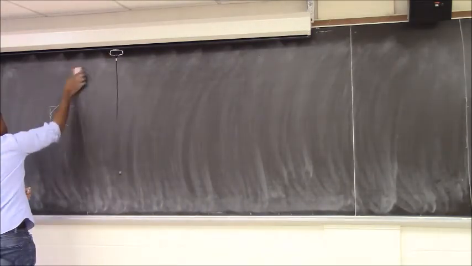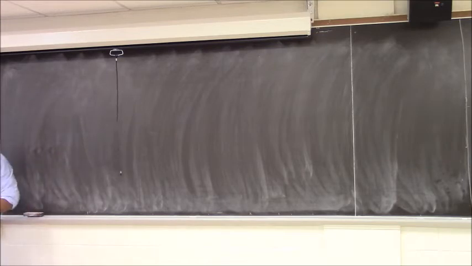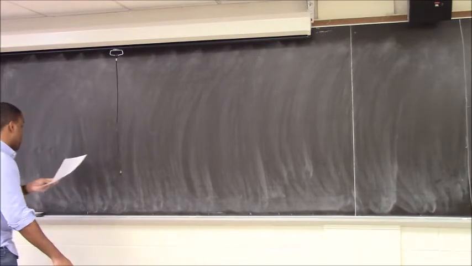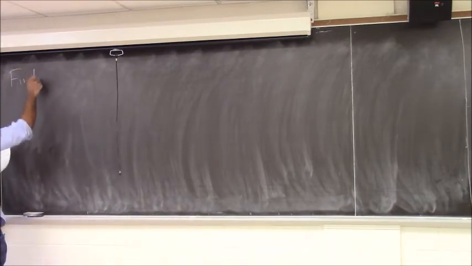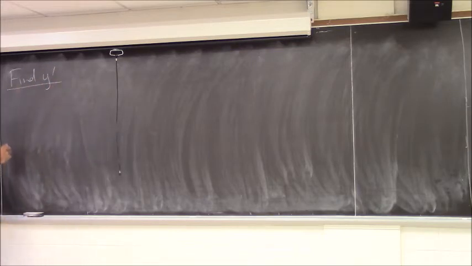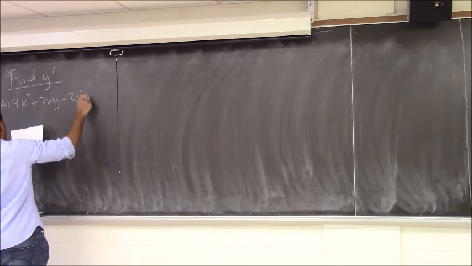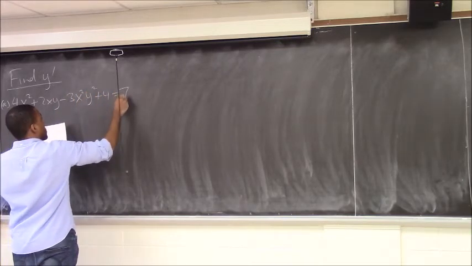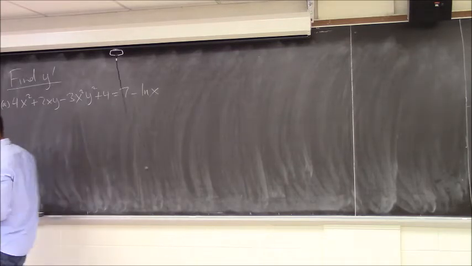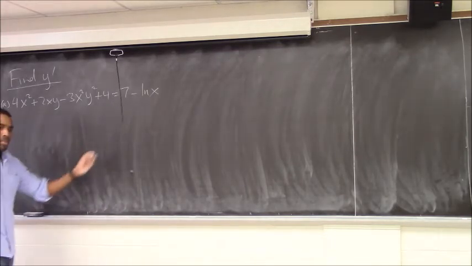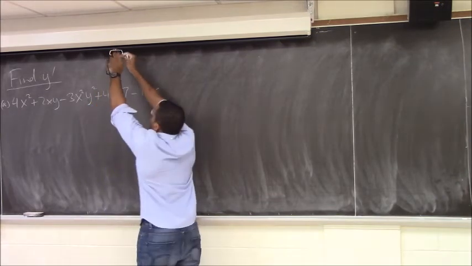Let's do another example. There's just a lot of concepts happening there. Let's just get back to basics. Let's just go back to computations. Give you a couple examples. I want you to find the derivative. Find y prime. 4x squared plus 2xy minus 3x squared y squared plus 4 equals 7 minus ln x. I think this was the bonus on the last quiz. Find y prime given that expression.